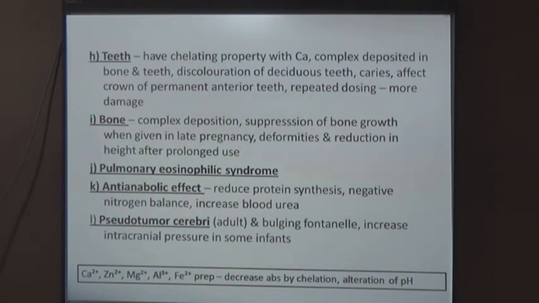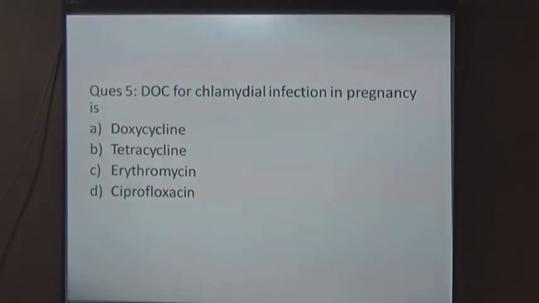Yellow. So what is the drug of choice for chlamydial infection? It's a broad spectrum, na? Chlamydia it will definitely cover. So what is the drug of choice for chlamydial infection in pregnancy? Doxycycline is a tetracycline.